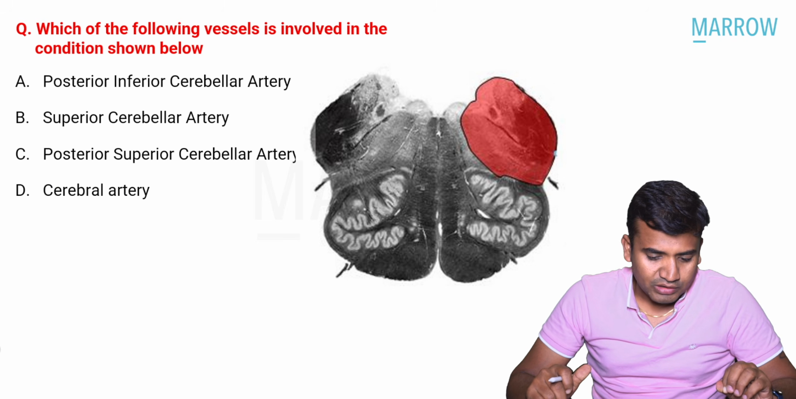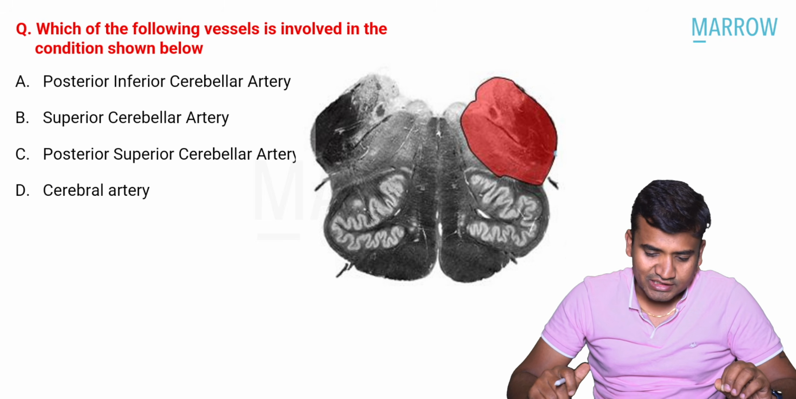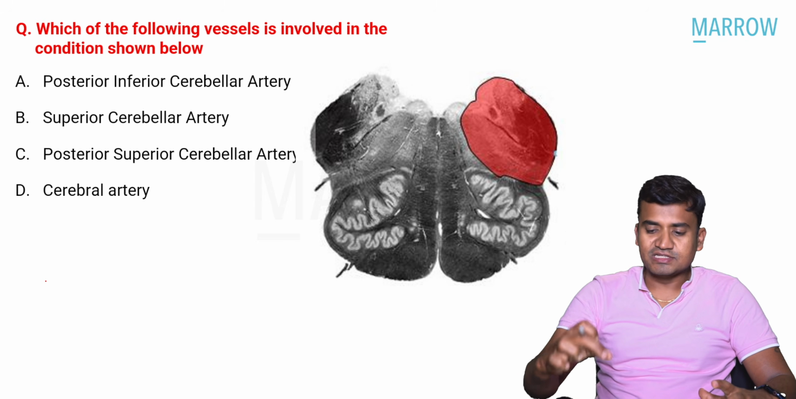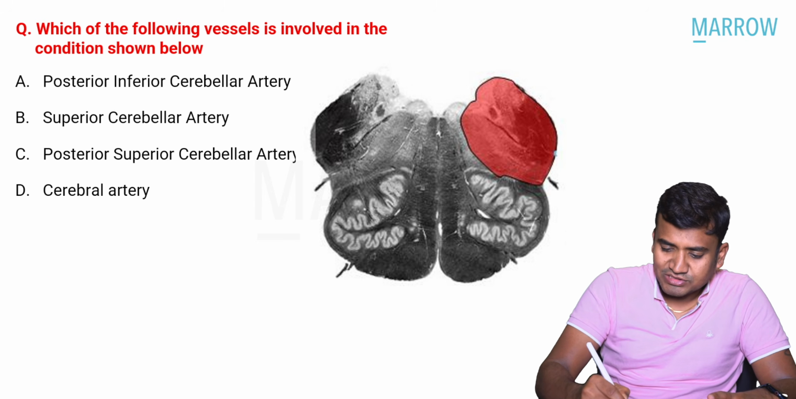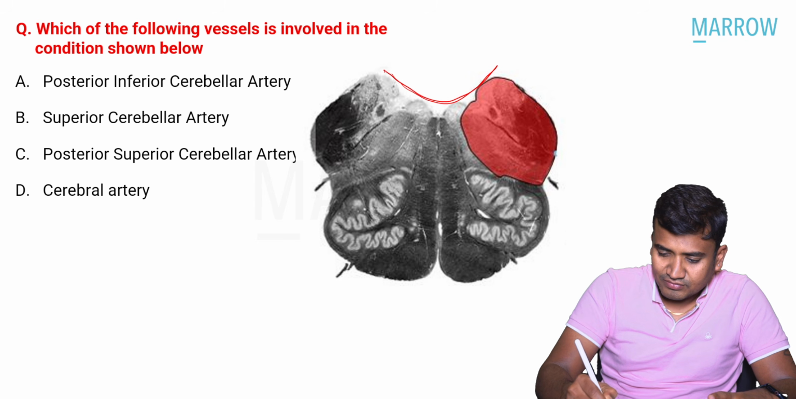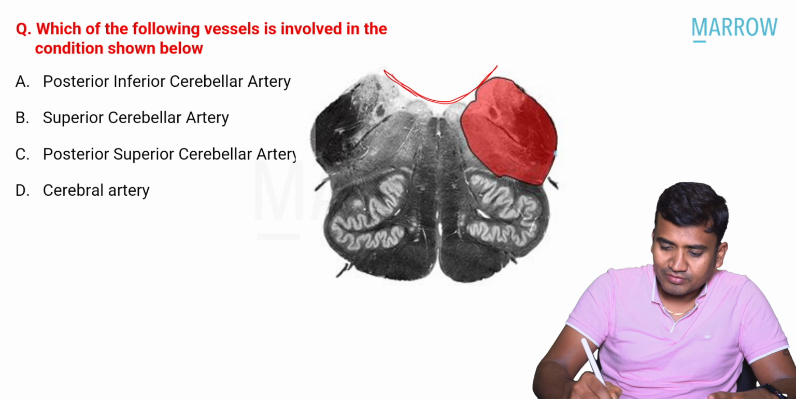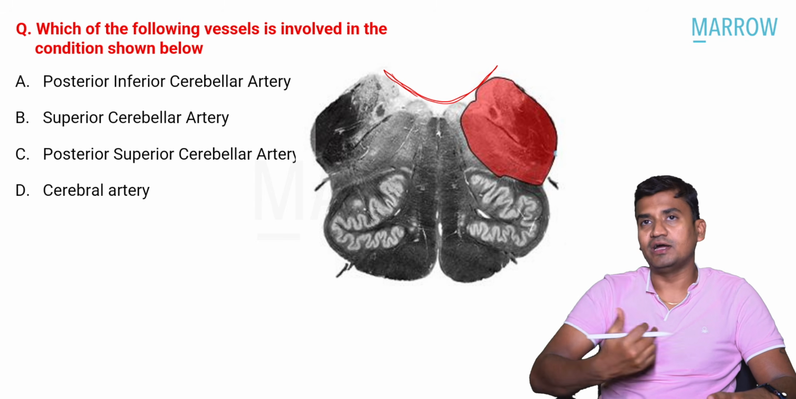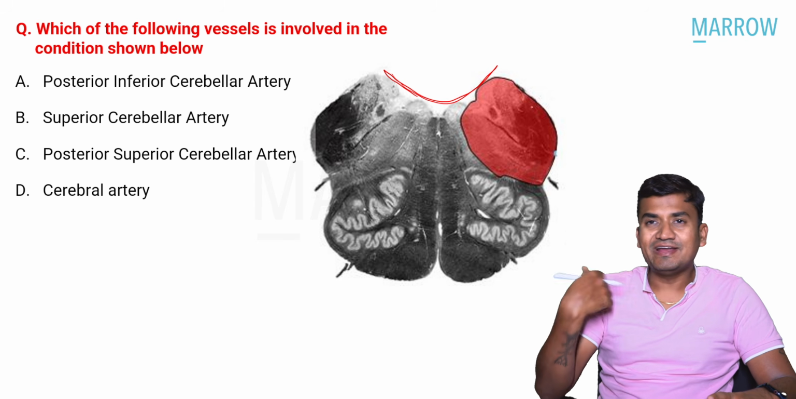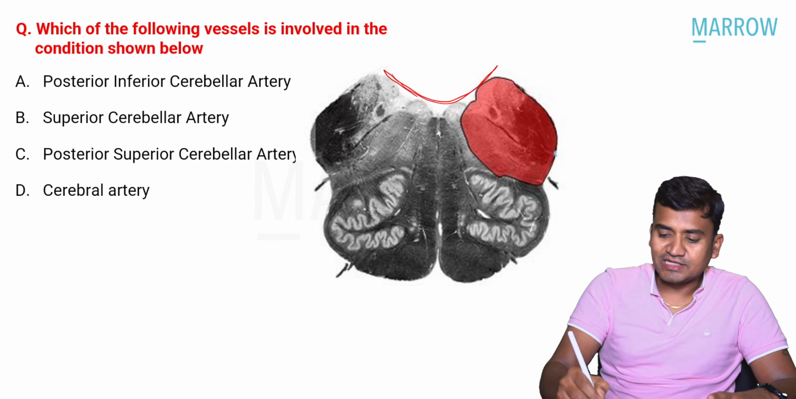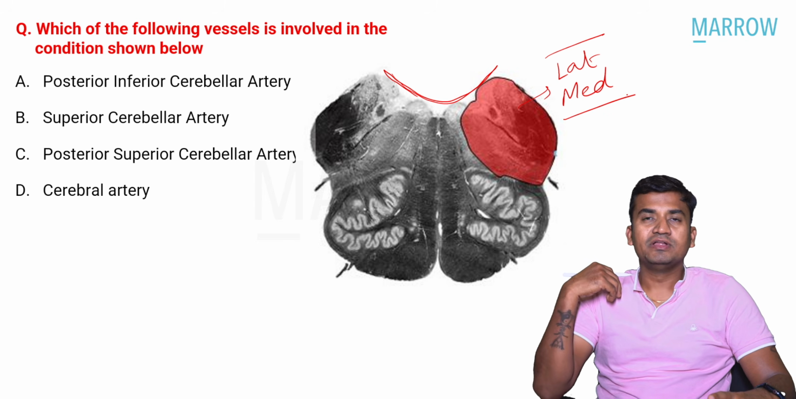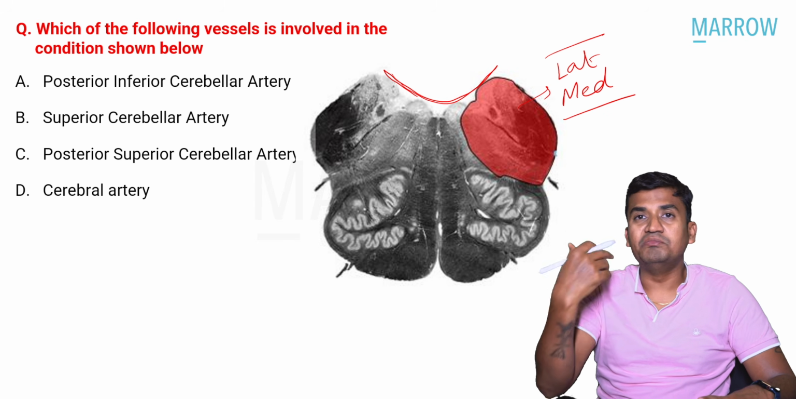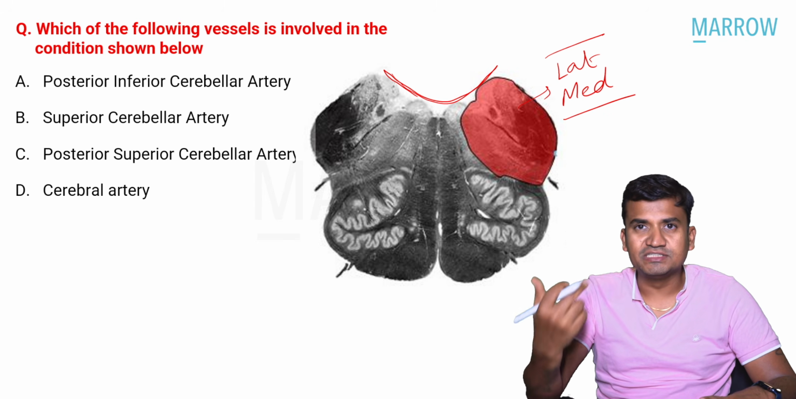Next one. Now, which of the following vessel is involved in the condition shown below? Now, this diagram, this is the medulla. Now, why I am saying medulla? Now, see the cavity here. See, the cavity is open here. This is the section of medulla. Now, in the medulla, where is the marking? Marking is on the lateral part of medulla. So, now, for this patient, lateral medulla is affected. The patient is having lateral medullary syndrome or Wallenberg syndrome.